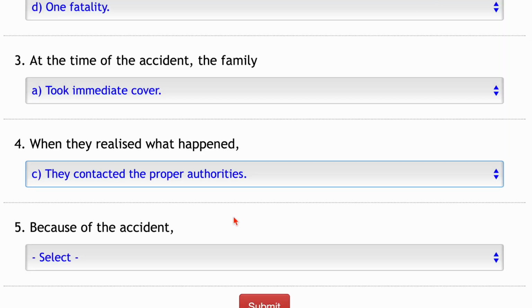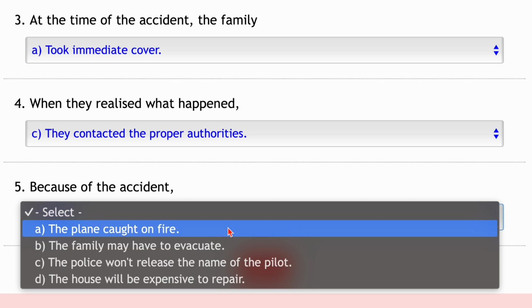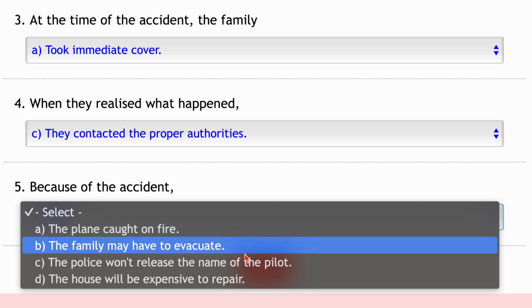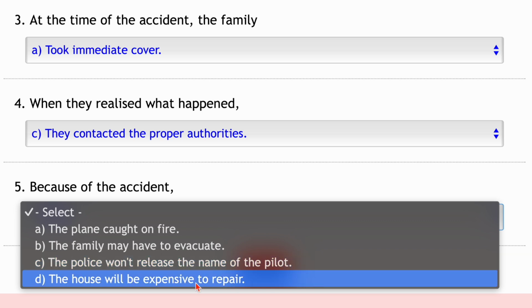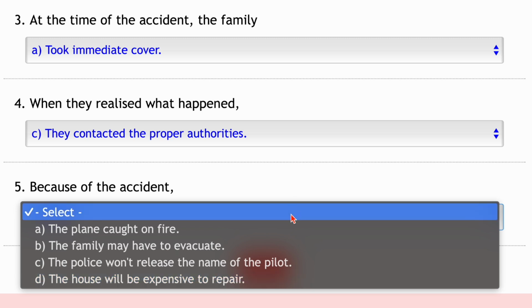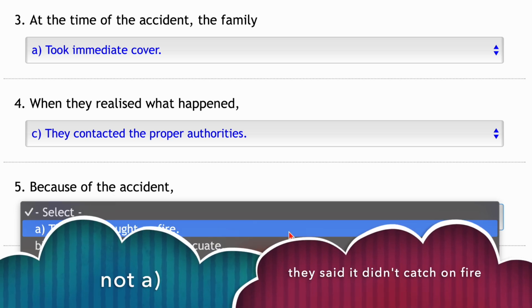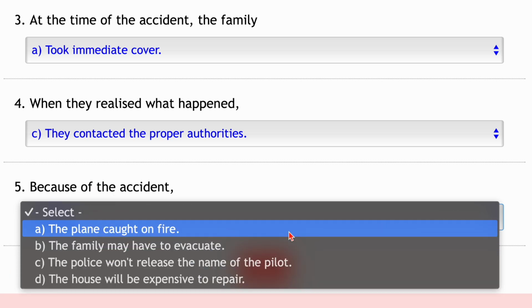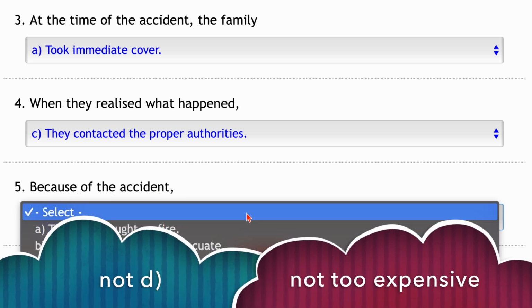And number 5, because of the accident, the plane caught on fire. The family may have to evacuate. The police won't release the name of the pilot. The house will be expensive to repair. Looks like it's not caught on fire because they said it wasn't on fire. And the house will be too expensive. They didn't say that, so let's read exactly.